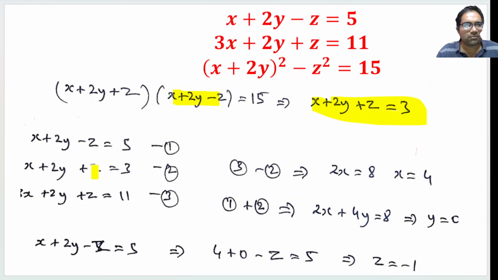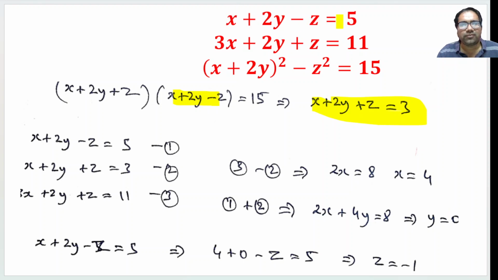Now let's do 1 plus 2. Then 2x + 4y, and z and −z get cancelled, equals 8. Now x is already 4, so 2 times 4 is 8, and 8 + 4y = 8, so y has to be 0. We know x = 4, y = 0.